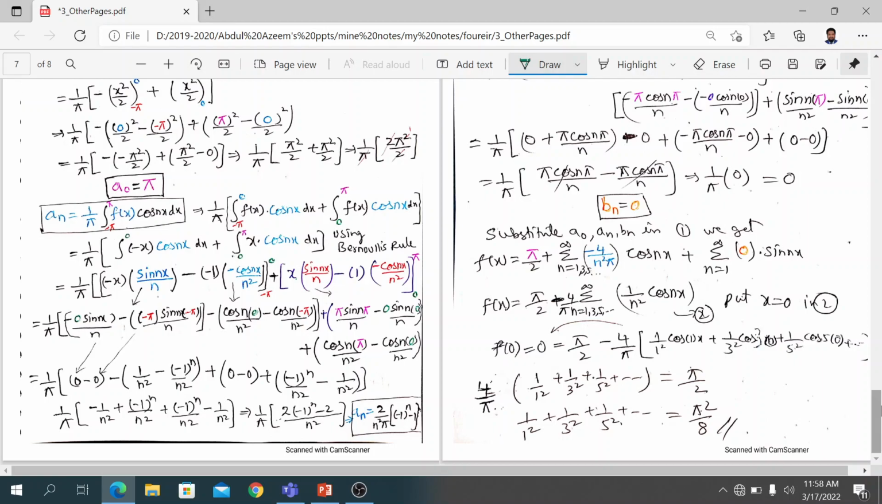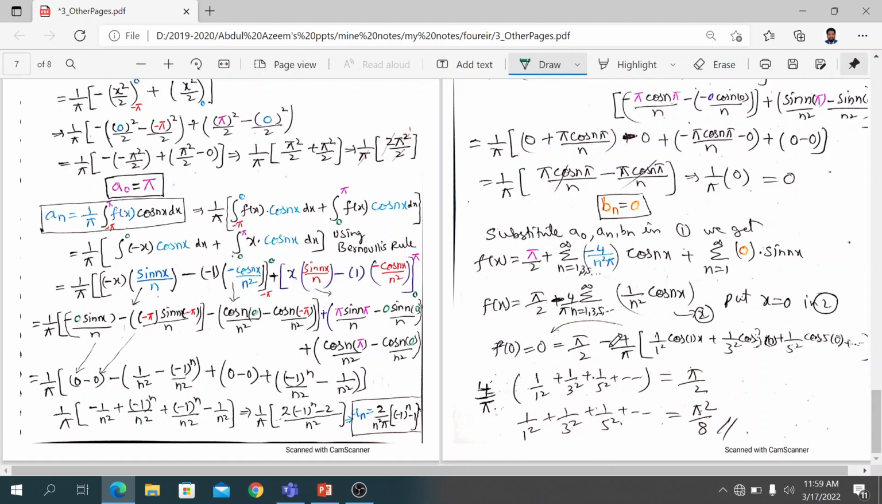Okay, now substitute a naught, an and bn in the first equation. F of x, what is the a naught value? Pi by 2 plus sigma n equals 1, 3, 5 to infinity minus 4 by n square pi cos nx, plus sigma n equals 1 to infinity, bn value is 0 into sin nx. It will be removed. Now f of x equals pi by 2 minus 4 by pi outside, sigma n equals 1, 3, 5, odd numbers to infinity, 1 by n square cos nx.